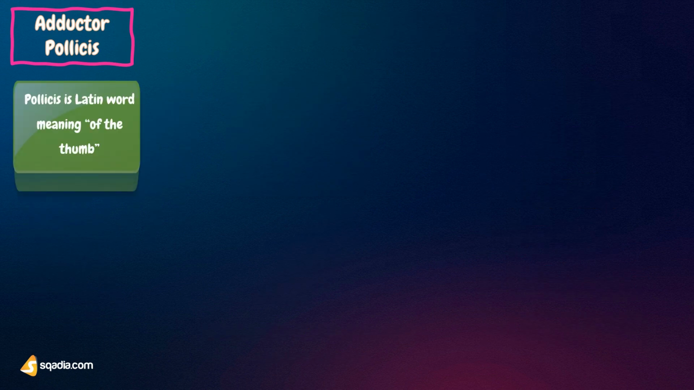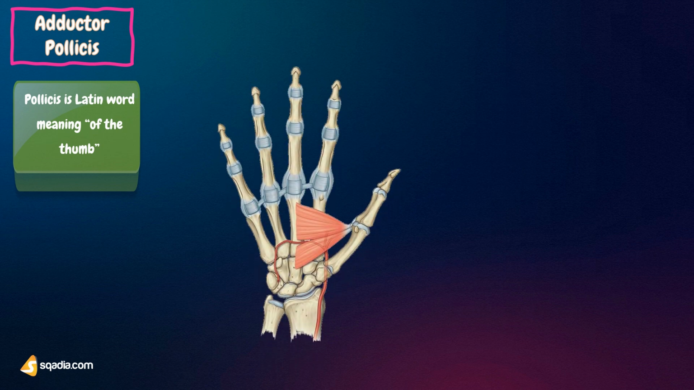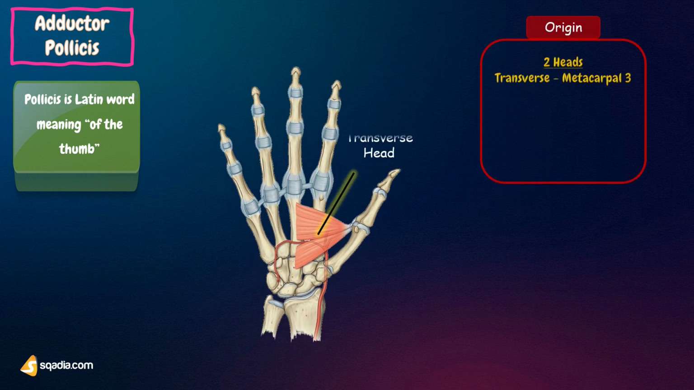The second muscle is adductor pollicis. As you may recall, pollicis is a Latin word that is associated with the thumb. The adductor pollicis is a large triangular muscle anterior to the plane of the interossei that crosses the palm. It originates in two heads: a transverse head from the anterior aspect of the shaft of metacarpal 3 and an oblique head from the capitate and adjacent bases of metacarpals 2 and 3.